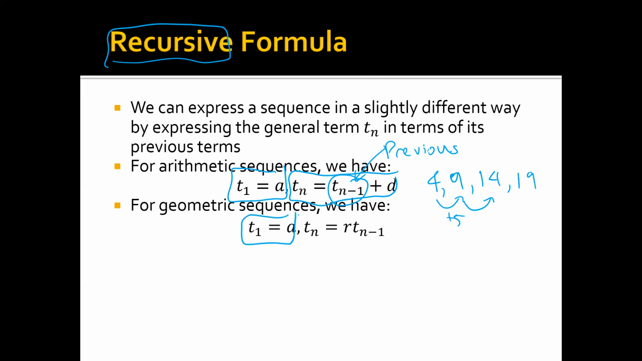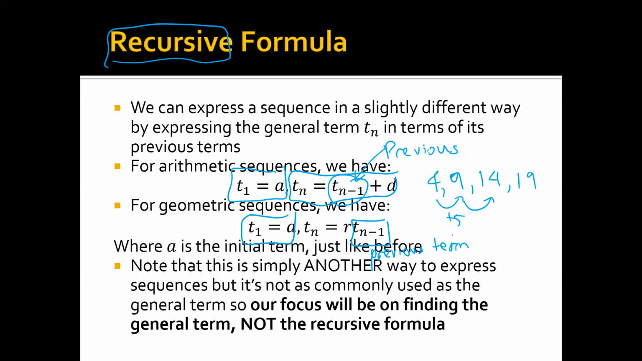For the geometric sequence, it's the same idea. We say that T1 is A, and then the general term you're looking for, you simply take the previous term, Tn minus 1, and multiply it by the R value, whatever the common ratio is. Note that this is just a different way to express sequences. It's not as commonly used, and I'll be honest, it is not going to be on your test. So I would not even bother with these questions, quite honestly. I don't think it's that important.